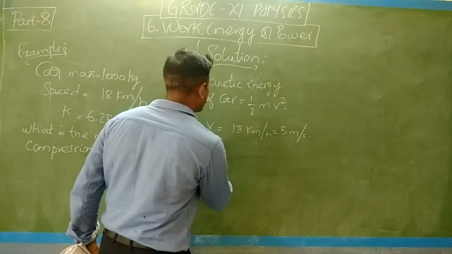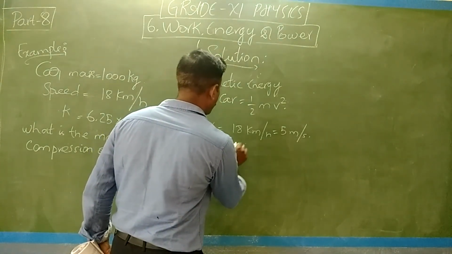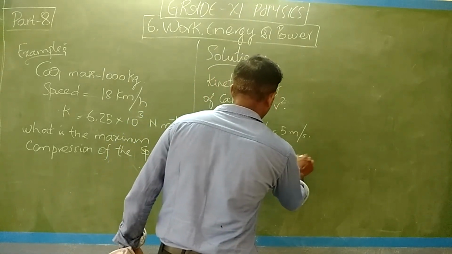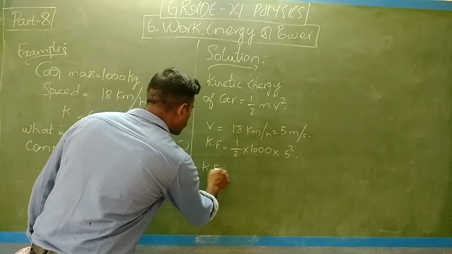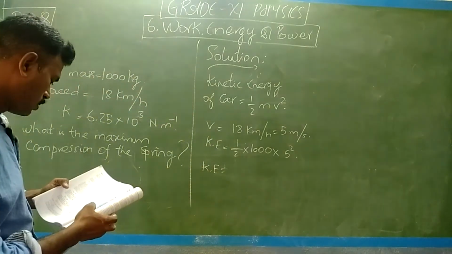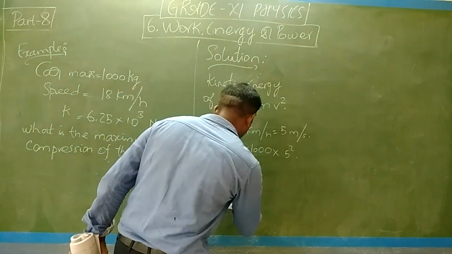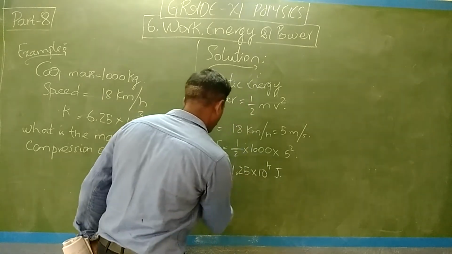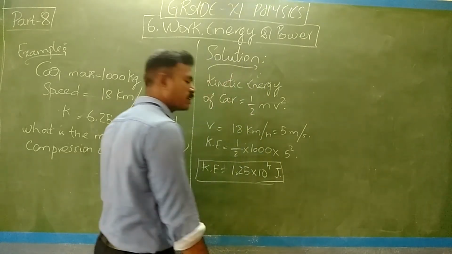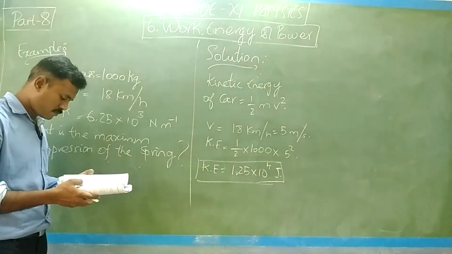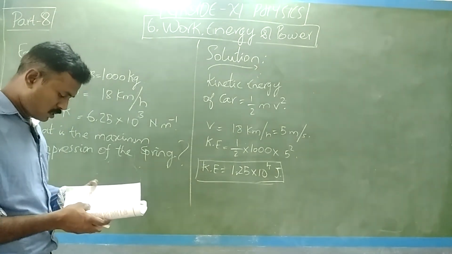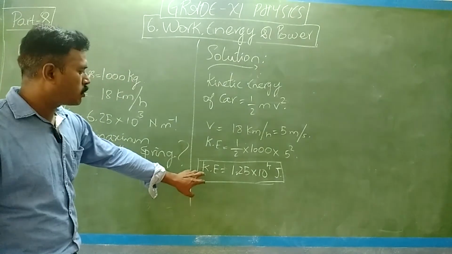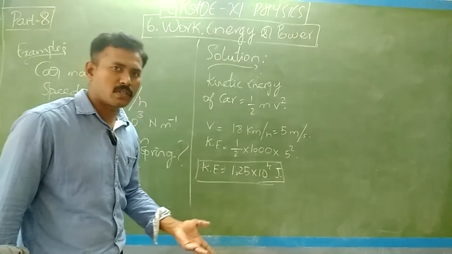Now, kinetic energy is equal to half, mass is 1000, into 5 square. The final value that I get is kinetic energy is equal to 1.25 into 10 power 4 joules. So this is the kinetic energy of the car. Now I have to find the potential energy. This amount of kinetic energy is converted into potential energy when the spring is compressed.